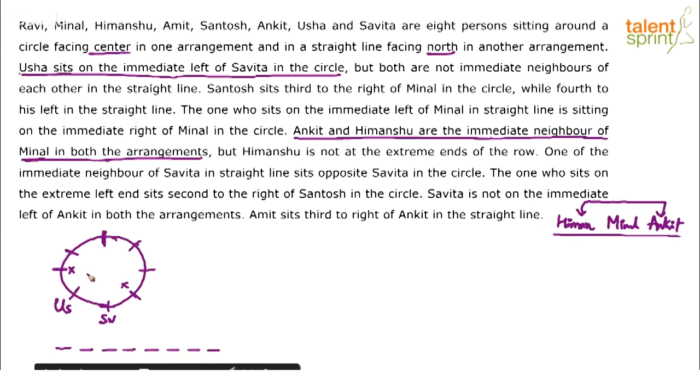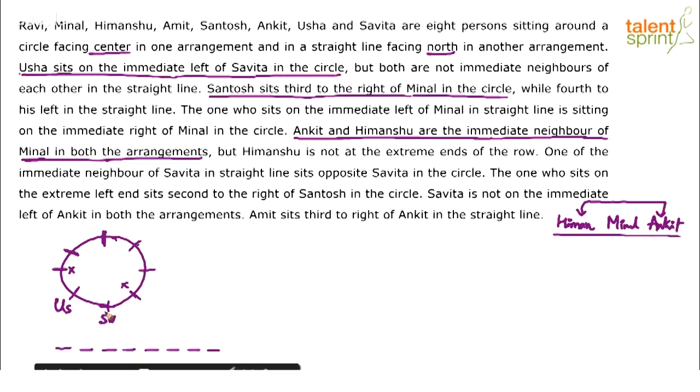these positions. Like for example, look at this statement now. Santosh sits third to the right of Minal in the circle. Now use this point. You know that right is anti-clockwise, right? So let us assume Minal sits here. Minal comes in this position. Santosh has to come third to the right. Right is anti-clockwise. So if Minal comes here, first, second, third, Santosh has to come here.